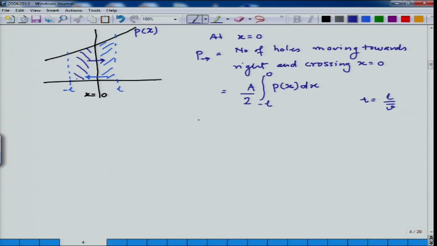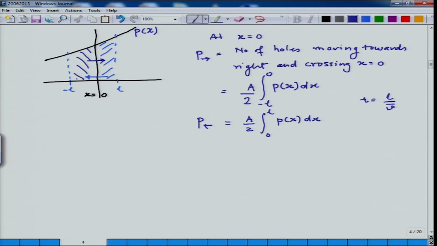Similarly, I can write the number of holes moving in the left direction and crossing x equal to 0, which is going to be given by A over 2, integrating over 0 to L, dx.